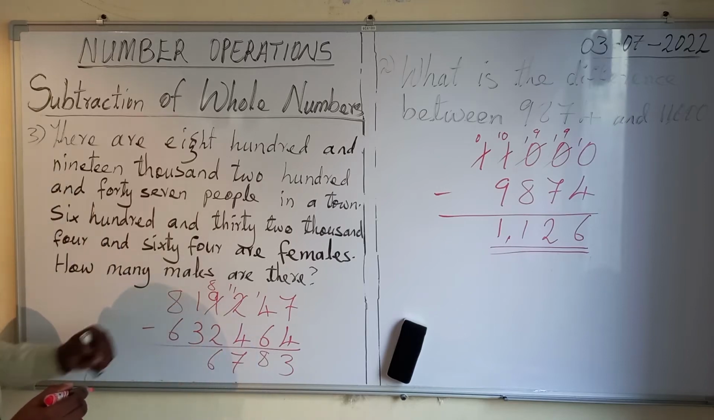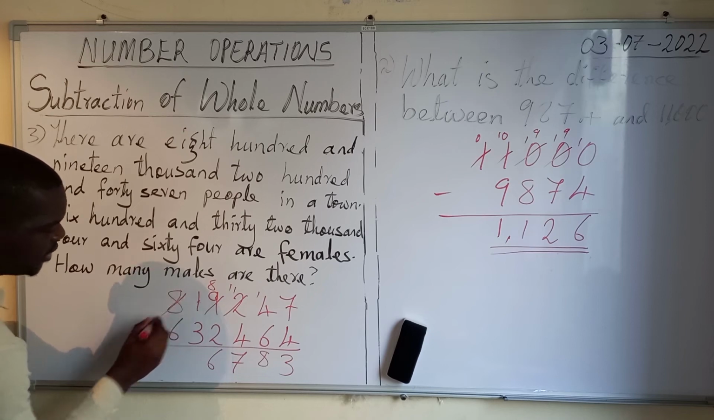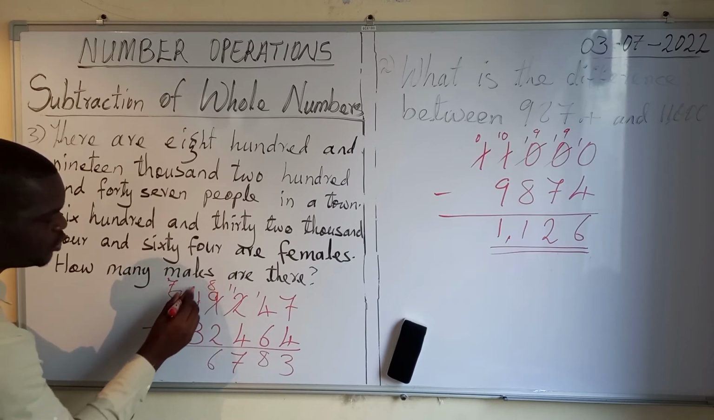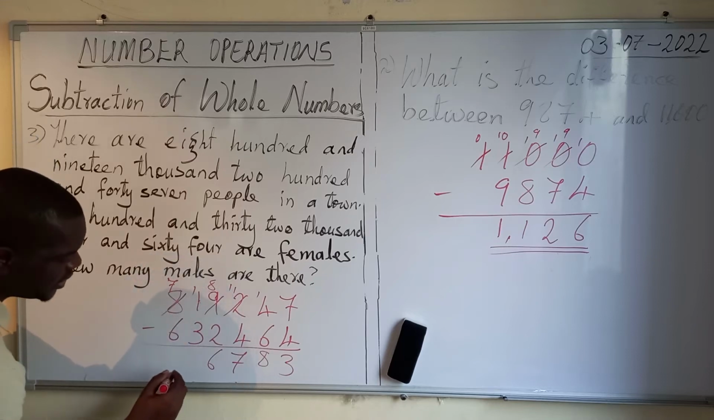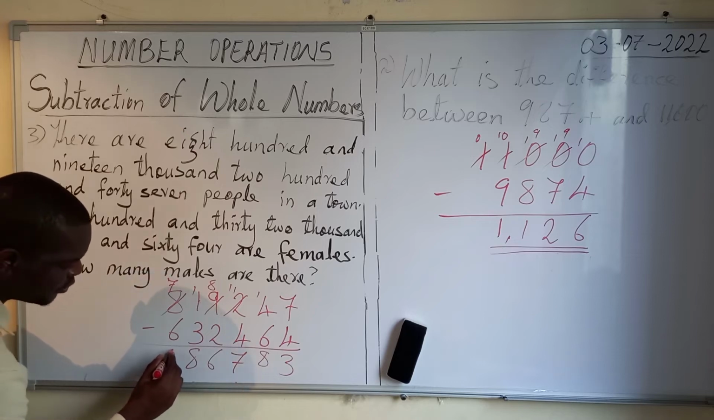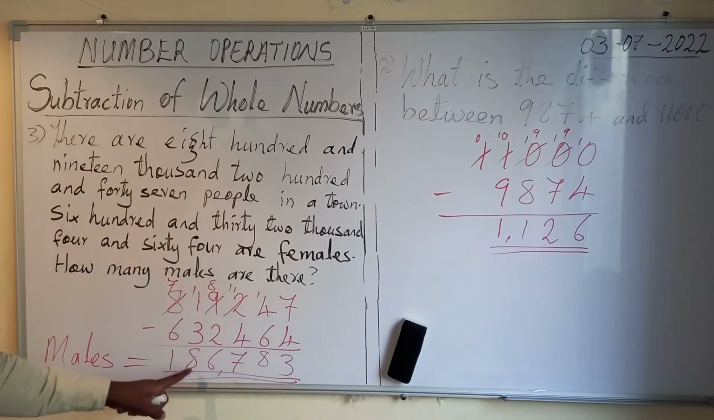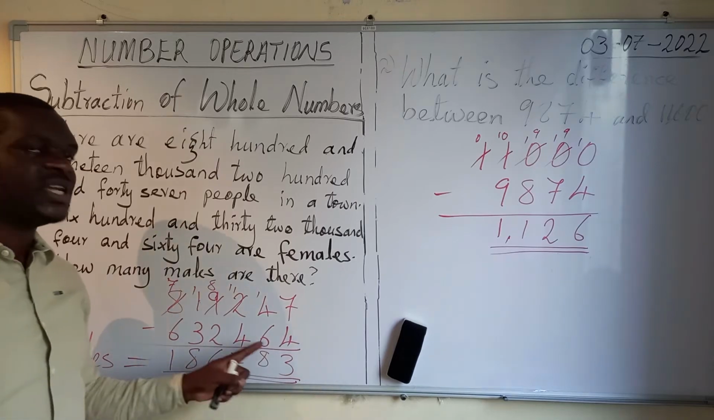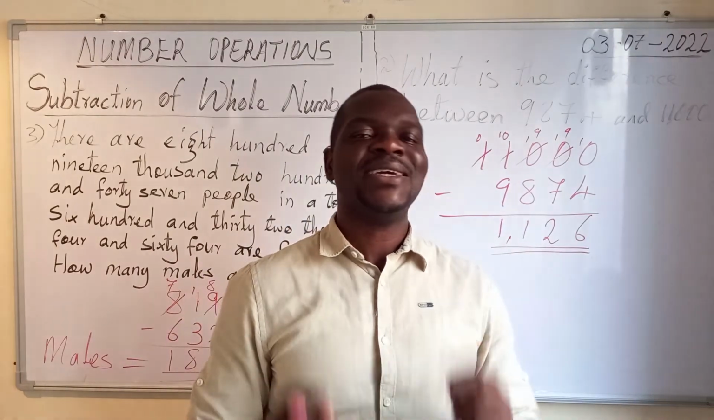Here 1 take away 3, it cannot go. You have to borrow, and you take 1 from here, you'll be left with 7. You bring 1 here, it becomes 11. So 11 take away 3 will give 8. 7 take away 6 will give 1. So the number of males will be equal to 186,783.